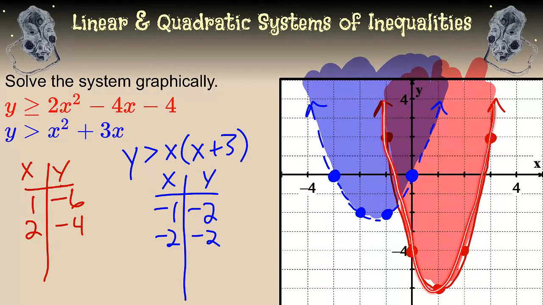This parabola has an a value of 2, which means it's squished together. This parabola, the blue one, has an a value of 1. So it will, in fact, eventually intersect. Eventually. But it's going to happen way up there. Okay? So outside of that, only where they overlap will the solution set exist.